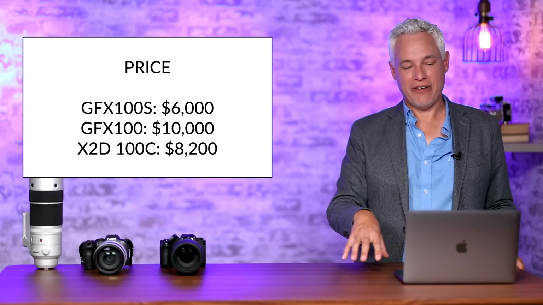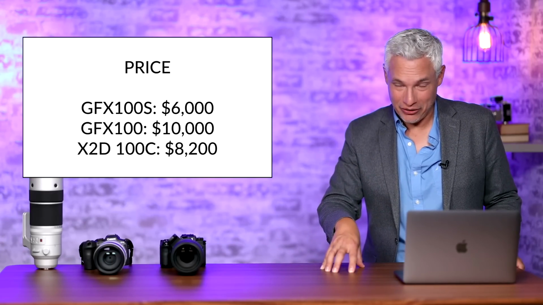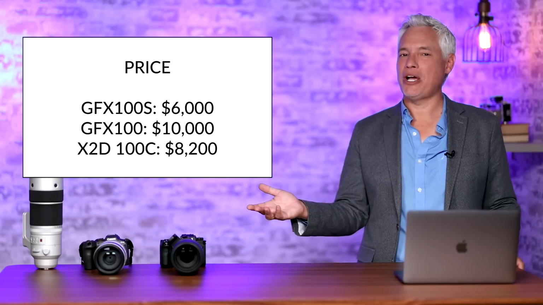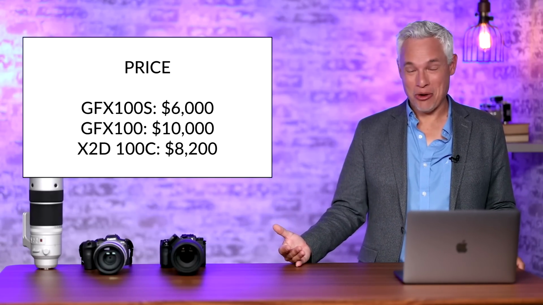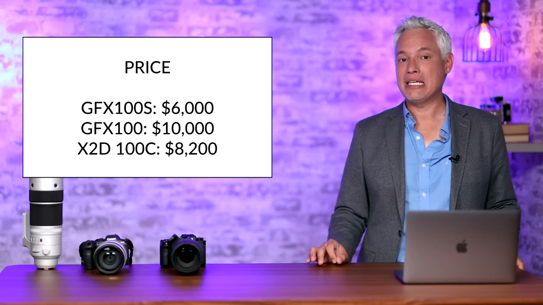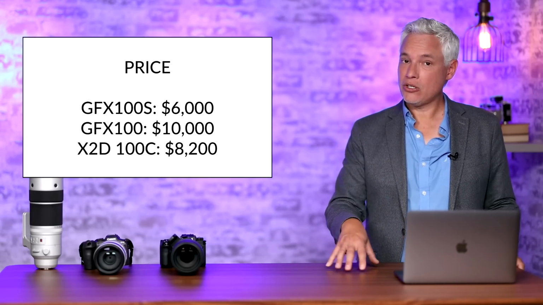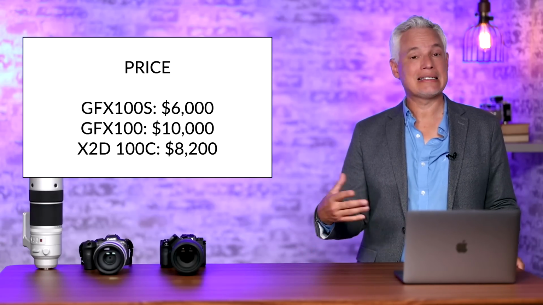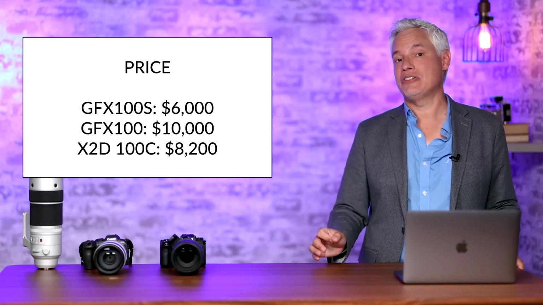The original GFX 100 was $10,000 and still sells for like $9,500, though I see used prices for close to $3,000, so it might be a good time to pick one up used. The GFX100S MSRP is $6,000. The closest competitor, the Hasselblad X2D100C, has a similar sensor and sells for $8,200.